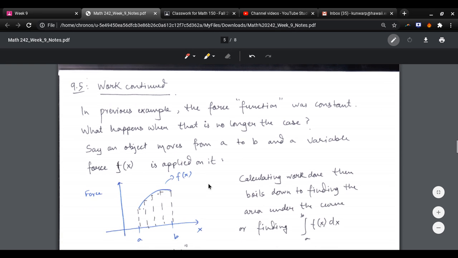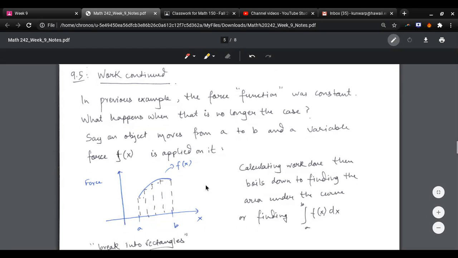So where does calculus come in? The force function was constant in the previous one, right? The force that is applied to us due to gravity is considered constant. What happens if that is no longer the case?